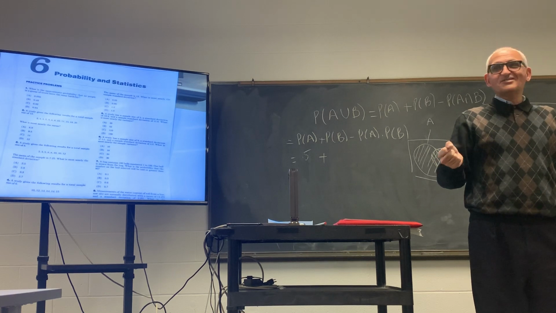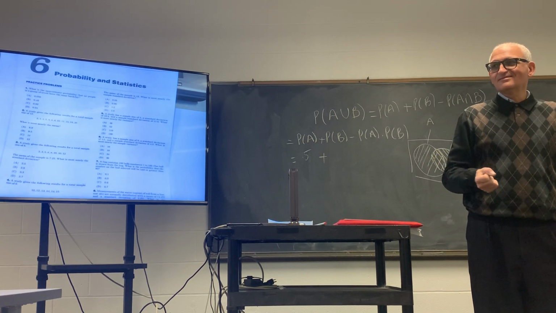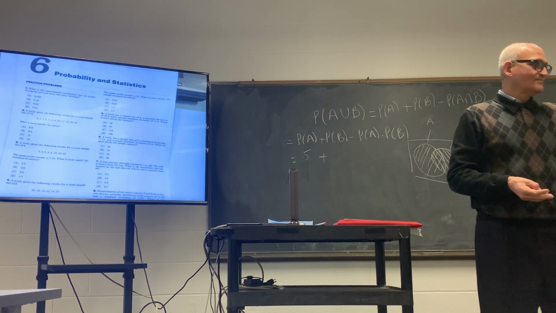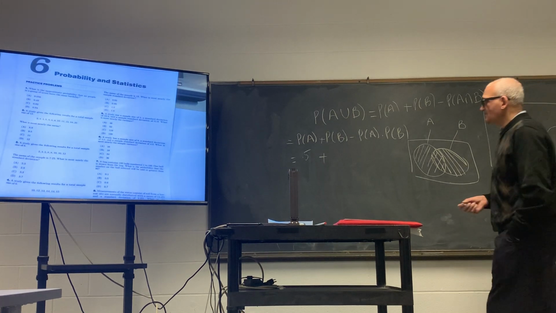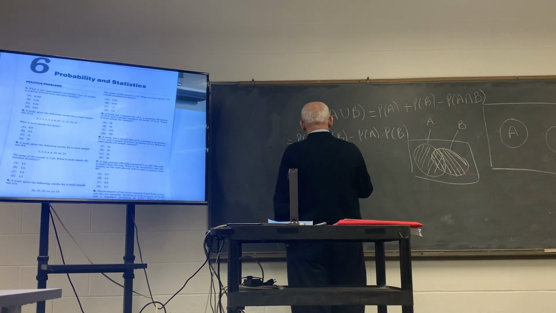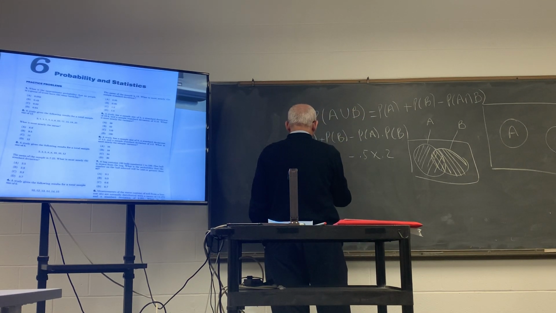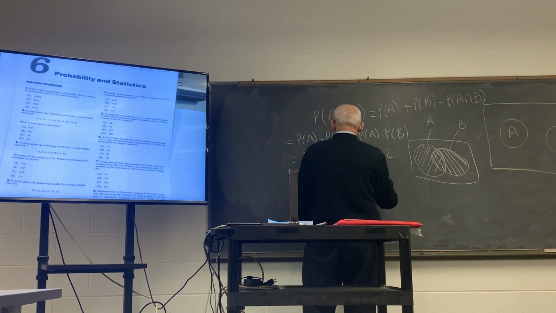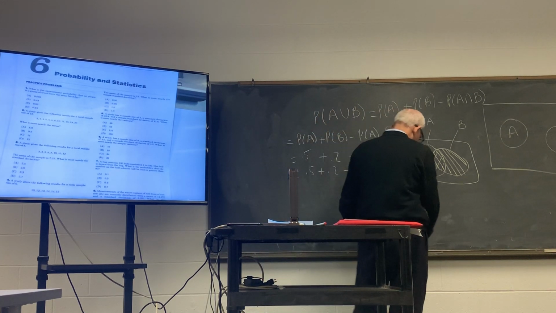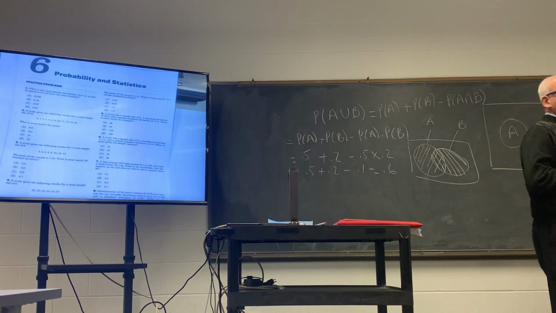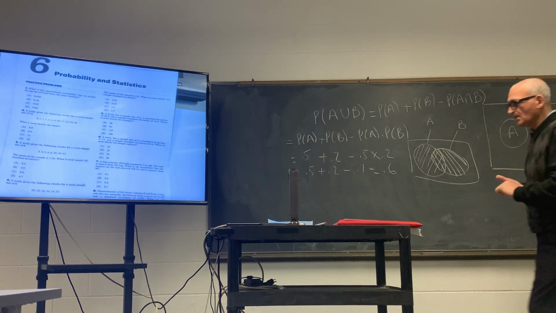How many numbers are greater than 80 in 100? 20. So the probability would be 0.2, right? Minus 0.5 times 0.2. So it's 0.5 plus 0.2 minus 0.1 equals 0.6. That's how we solve it.